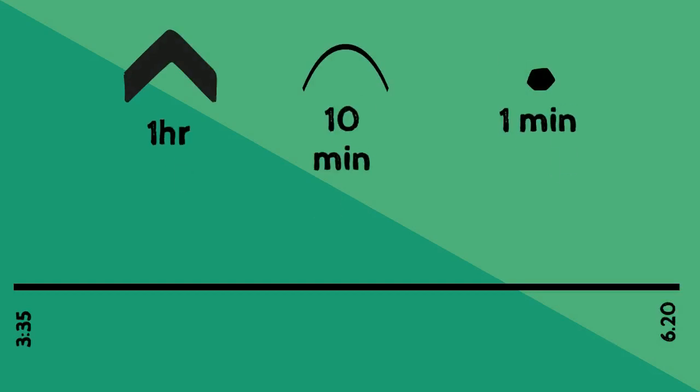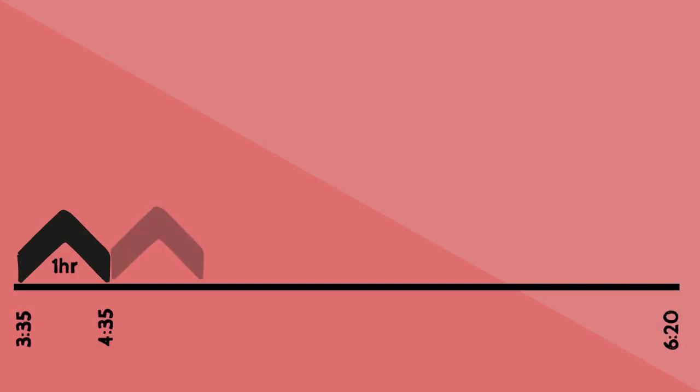Then we're going to use our mountains, hills and rocks strategy, where mountains equal 1 hour, hills equal 10 minutes and rocks equal 1 minute. So I'll start with 1 hour first. 1 hour past 3:35 is 4:35. 1 more hour past is 5:35.